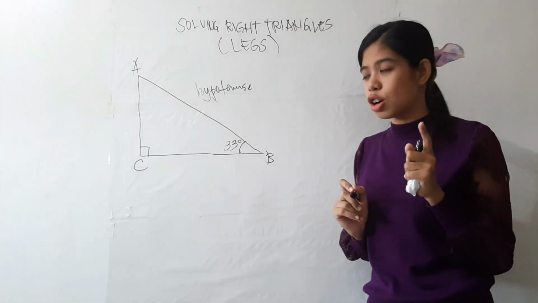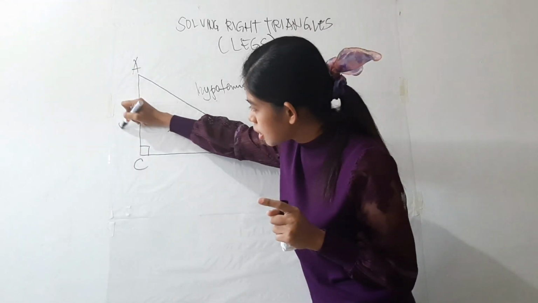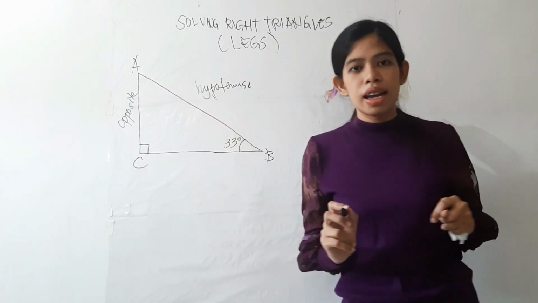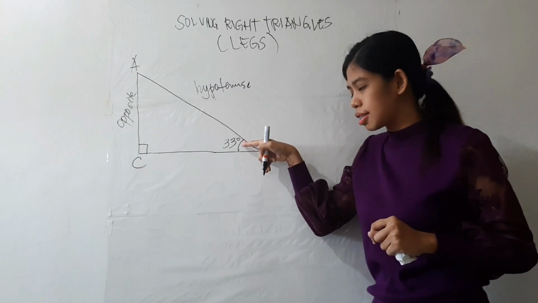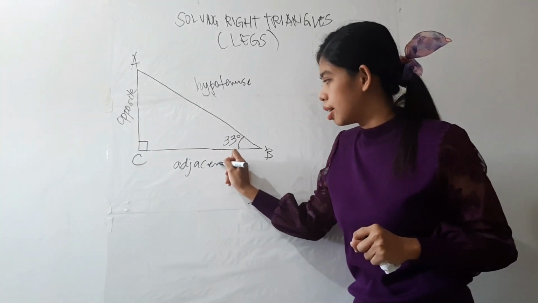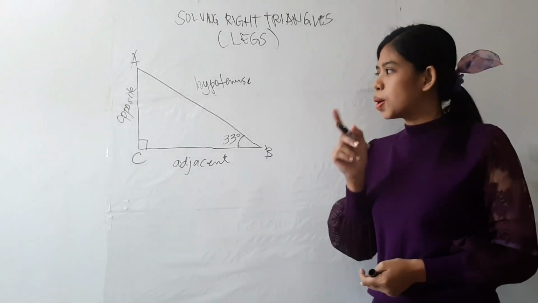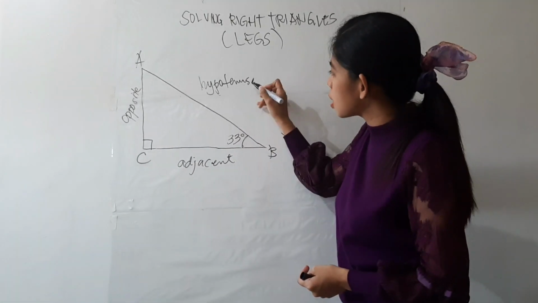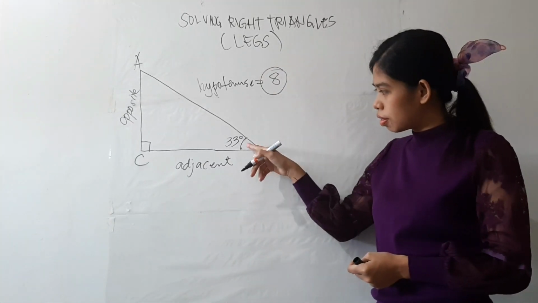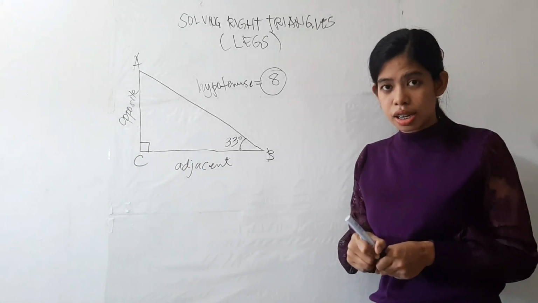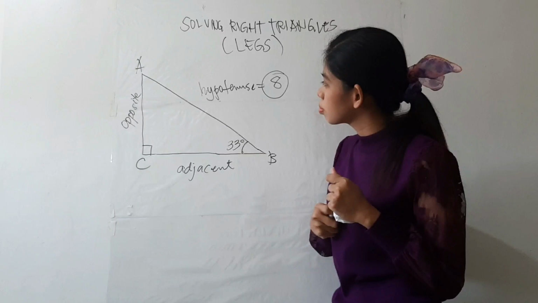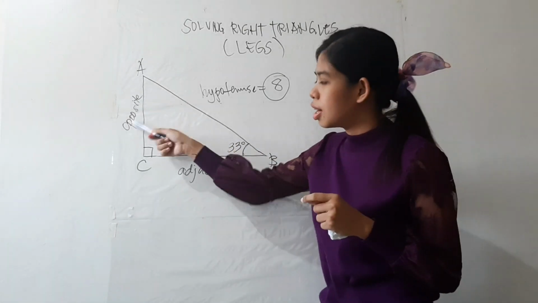We can say that the opposite side is on side B. Okay, opposite side. And since this side is adjacent to the given angle, this would be the adjacent side. Okay. Now, suppose I say that the measure of the hypotenuse is 8 and the measure of the angle B is 33 degrees. We may now solve for the measure of angle A, the adjacent side, and the opposite side.